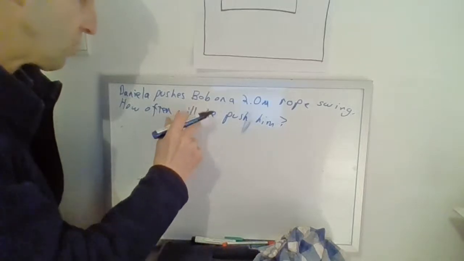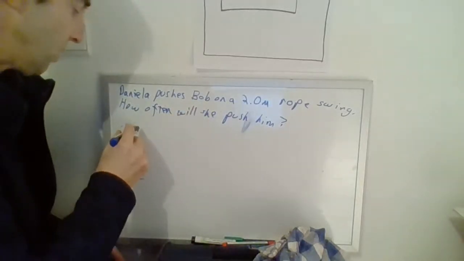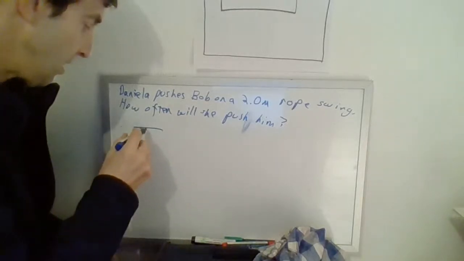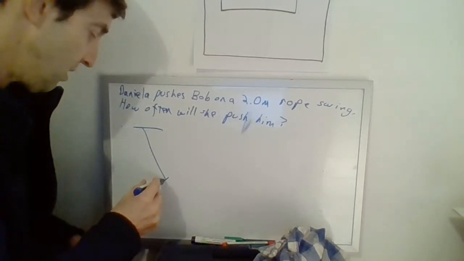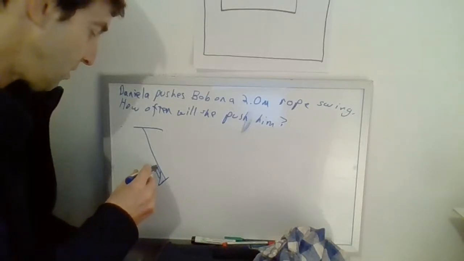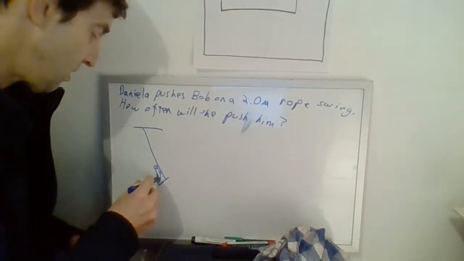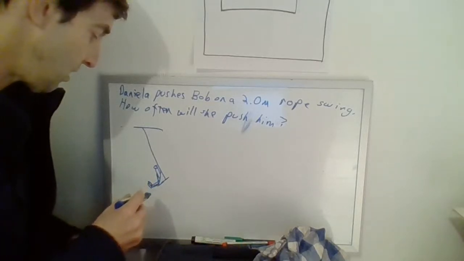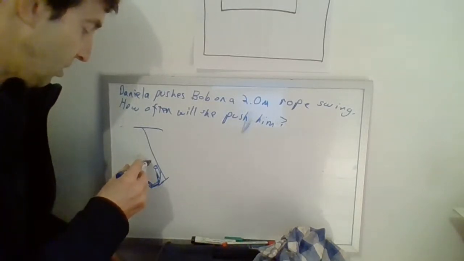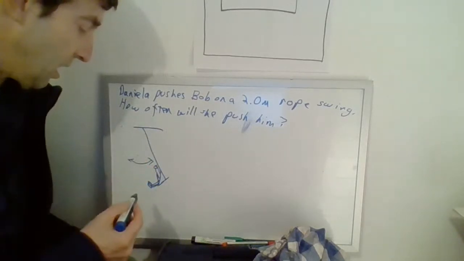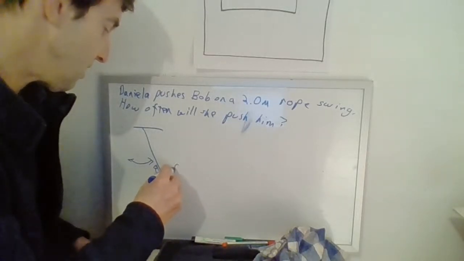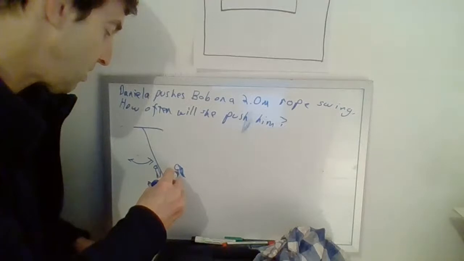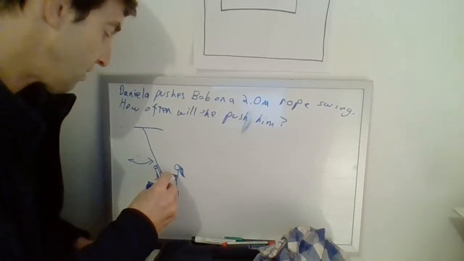How often will she push him? Well, here's the tree. There's the tree limb. There's the rope. There's the swing. And there's Bob sitting here holding on. Hey, that's one of my better Bob pics. And there's this thing going back and forth, right? So the swing's acting like a pendulum. And here's Daniela back here. And she's going to push.